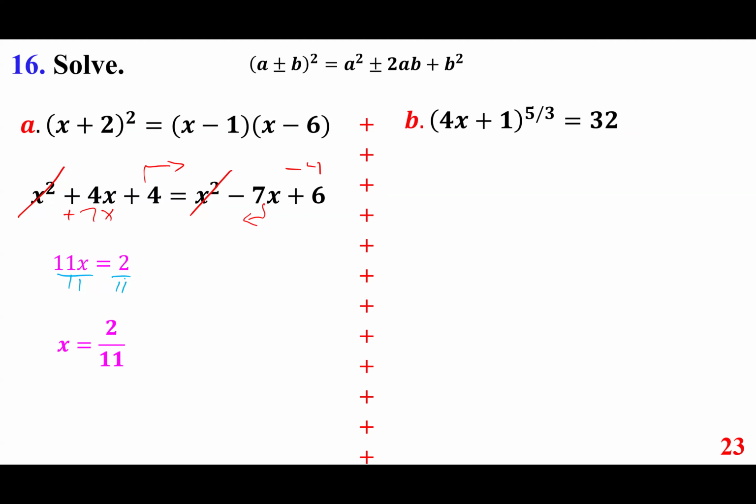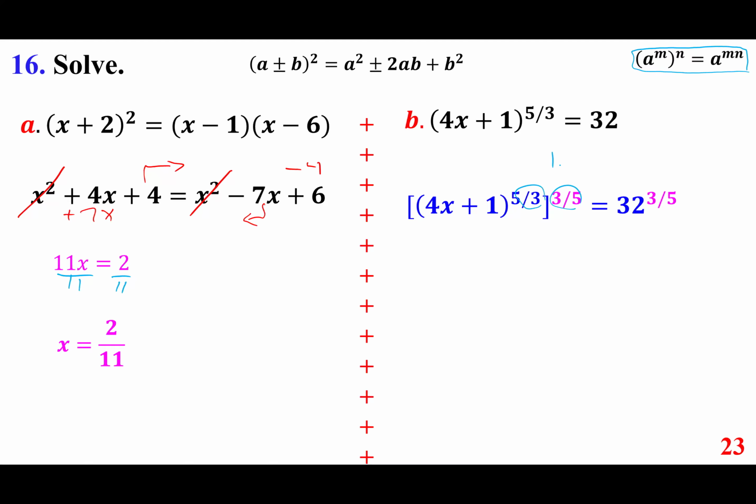Part B, x plus 1 to the power of 5 thirds is 32. Well, if you have an exponent, to undo the exponent, you can raise it to the power of the reciprocal of that exponent. The reciprocal of 5 thirds is 3/5. And remember, we are using the power rule, which says a to the power of m, to the power of n, is a to the power of m times n. That means the product of these two is simply 1. So you're raising both sides to the power of 3/5.